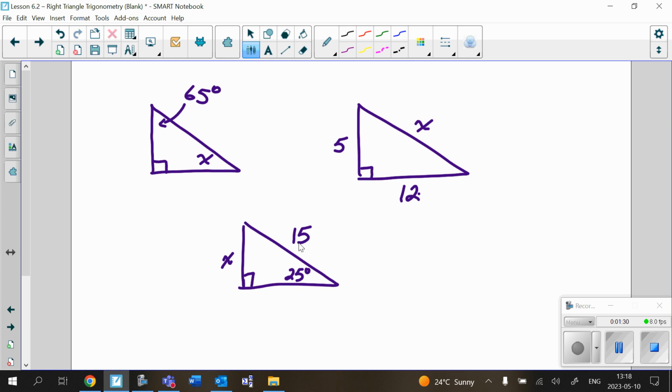How would you find the missing side here? Can you use Pythagoras? Yes, no? Why not? Because we only know one side, right? So I can't use Pythagoras, so I need some other method to find it. And that other method that helps us find missing sides and angles, depending on the information we're given, is trig. Okay? So this is just a review of trig, and then we're going to talk more about how we can apply it.